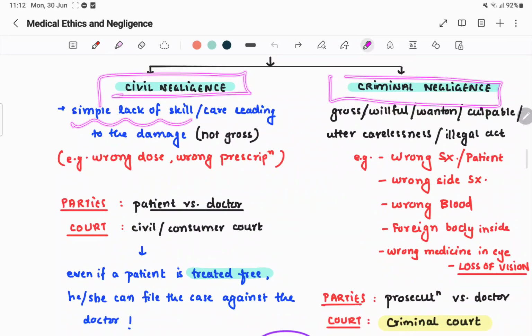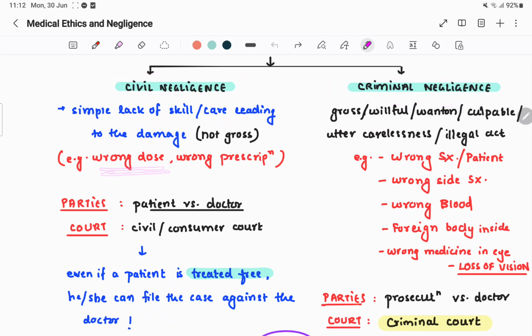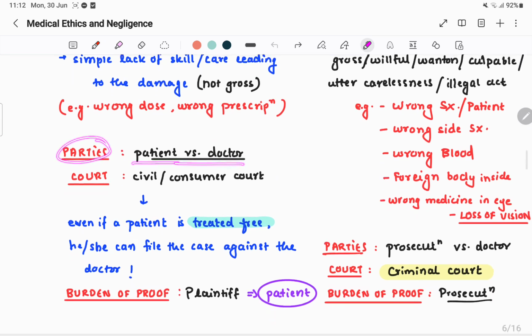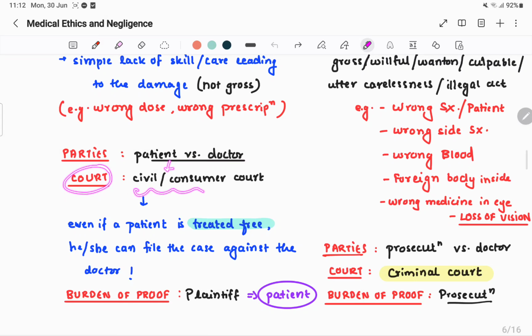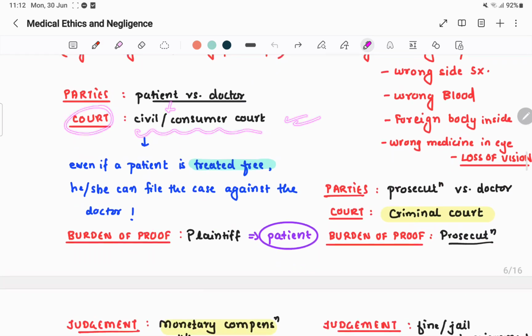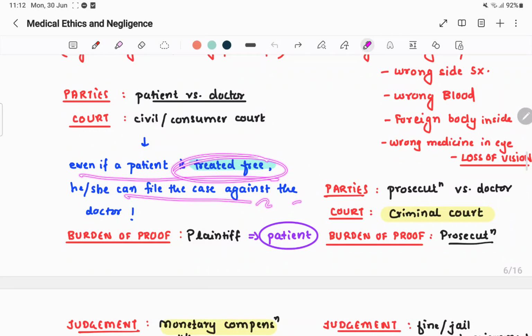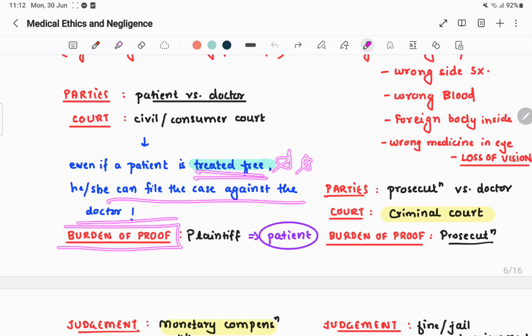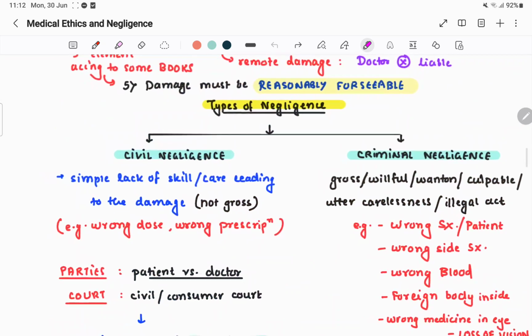Civil negligence is simple lack of skill leading to damage. Not gross. It's a civil one, like wrong dose of medicine or wrong prescription. This is civil negligence, not very serious. Parties are patient versus doctor. The patient goes to the civil court or consumer court. If any patient is treated free, he or she can still file the case against the doctor. The burden of proof lies on the patient.